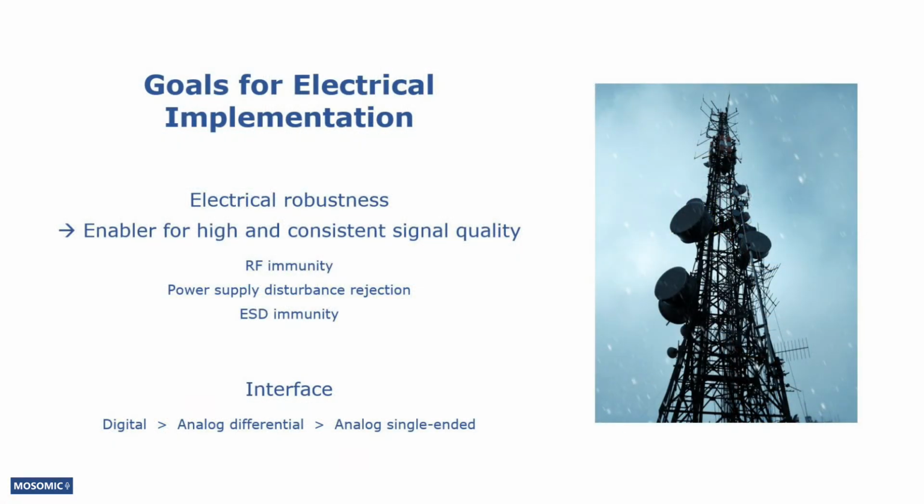A key enabler for high and consistent sound quality is high electrical robustness of the microphone system. In many devices, microphones have to operate in a challenging electromagnetic environment that can put the RF immunity, power supply disturbance rejection capabilities, as well as ESD immunity of the microphone system to test. The choice of interface, digital or analog, can affect the results significantly. In general, digital is better than analog, and analog differential is better than analog single-ended. I'll go into more detail about the interfaces in this and the next episode.